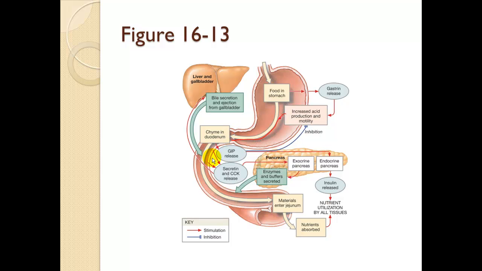Chyme enters the duodenum, at which point the gallbladder has its secretion. You have more secretion occurring from the pancreas, and more enzymes and buffers are added as well from the pancreas.